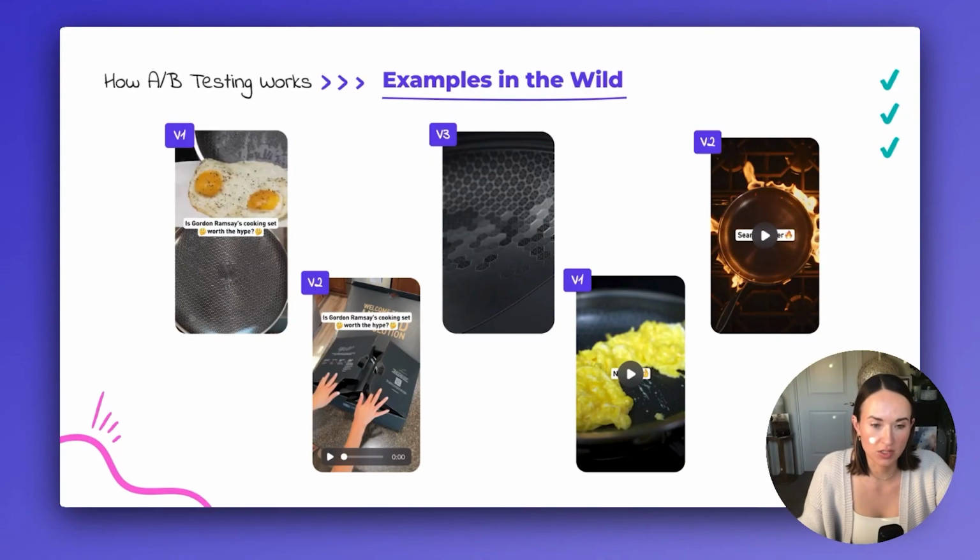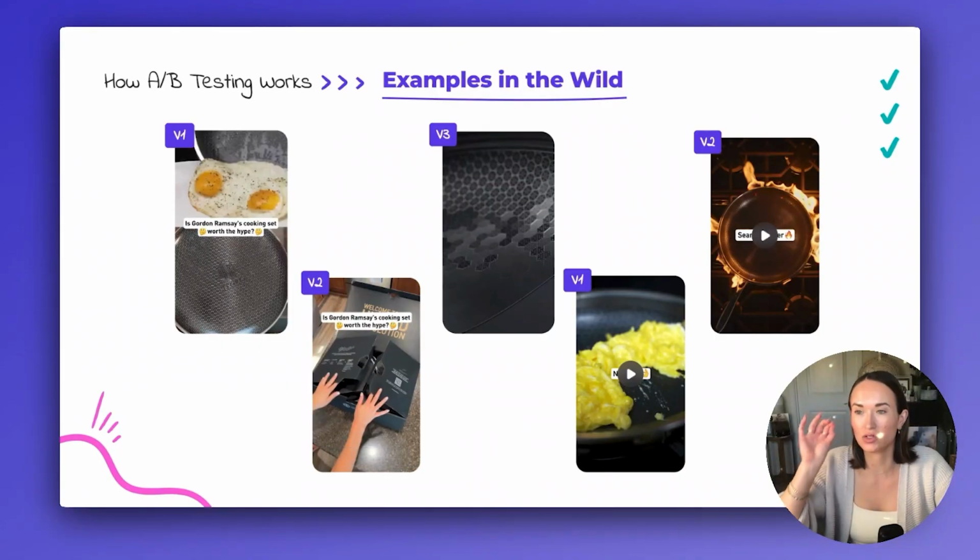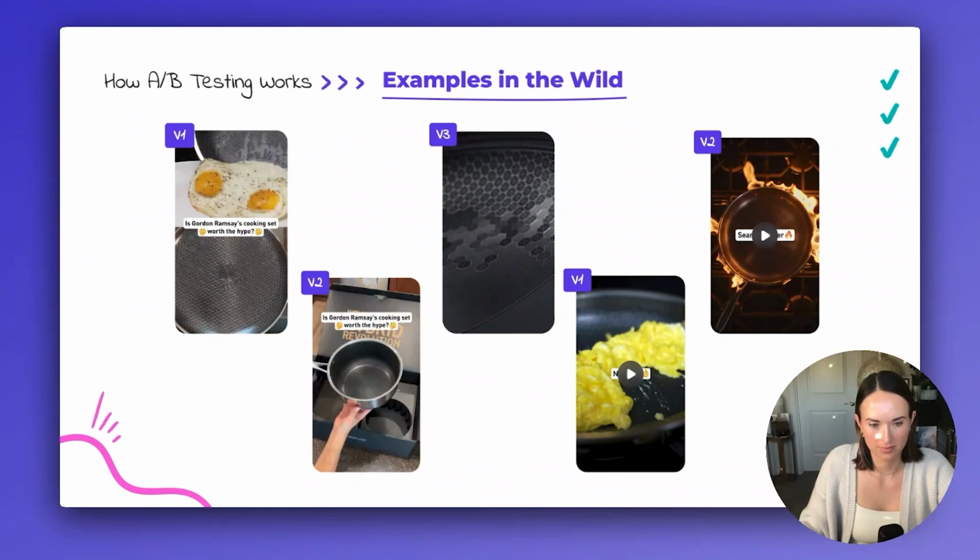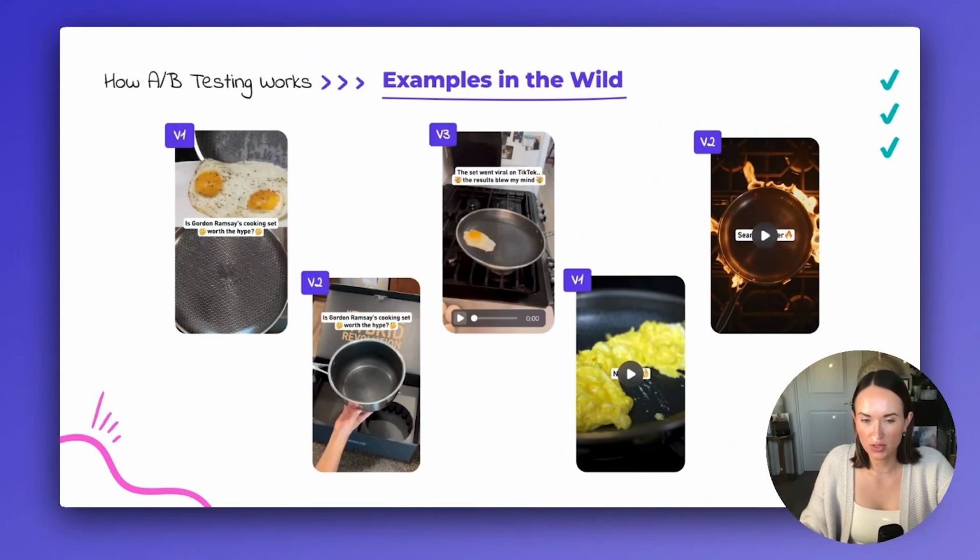Followed by this hook, which is the same text on screen. However, it is not a half screen. It is an unboxing shot. And then we have the third hook, which is a completely different headline.